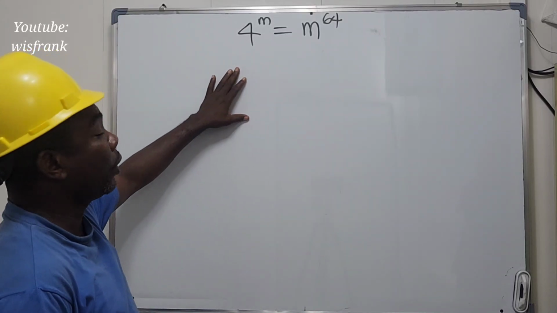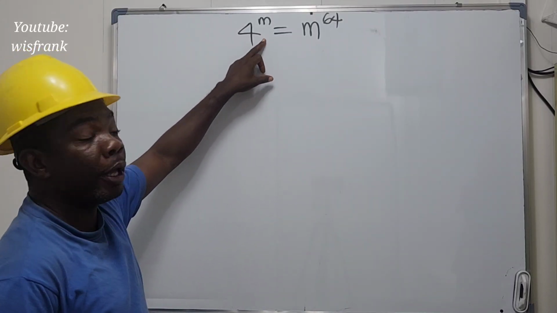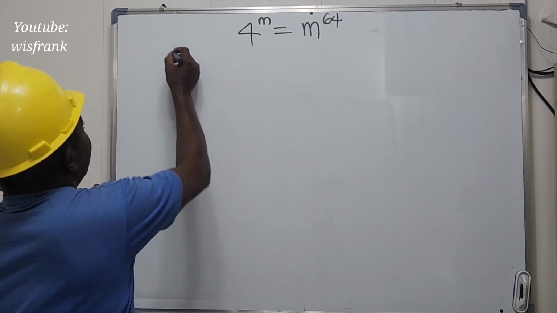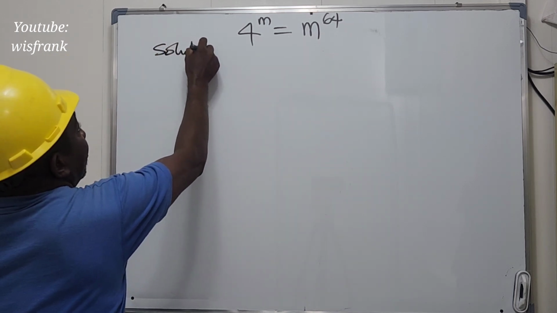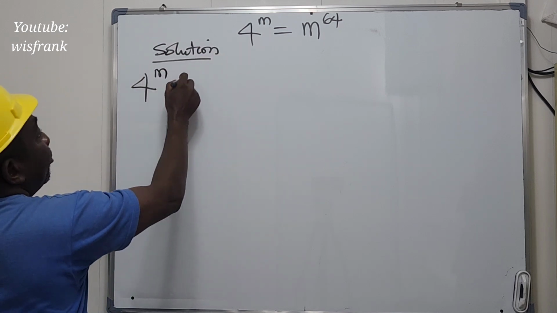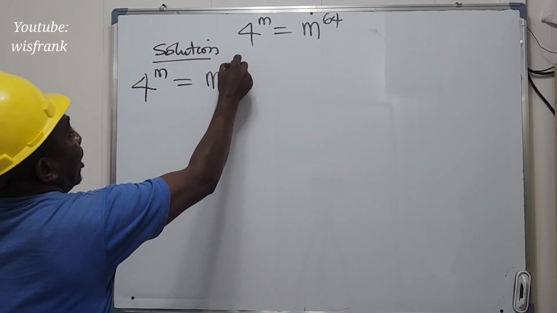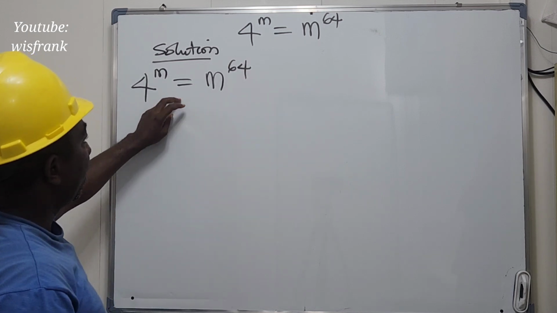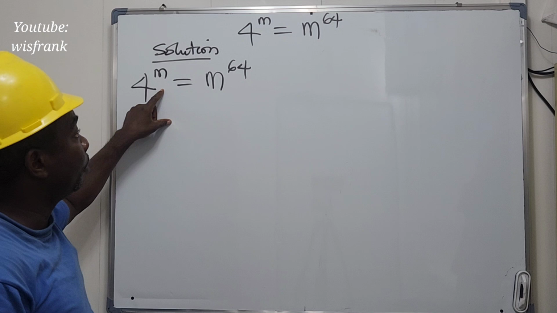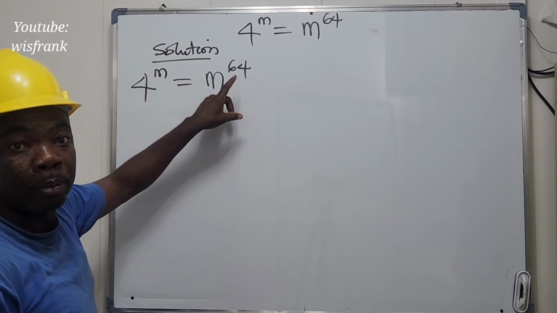For today, we're looking at this question. It says 4 to the power of m equals m to the power of 64. So we are going to solve for the value of m from that equation. We are given 4 to the power of m equals m to the power of 64. Here, we have a constant to a power of a variable and also a variable to a power of a constant.